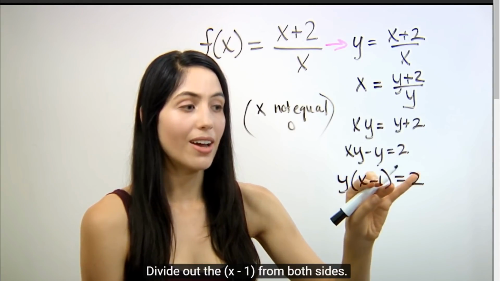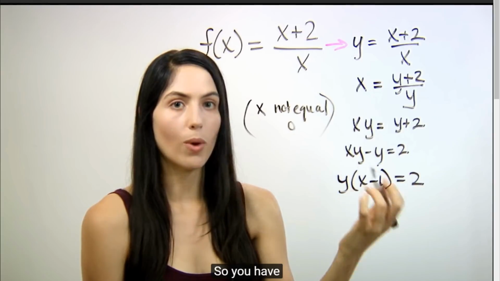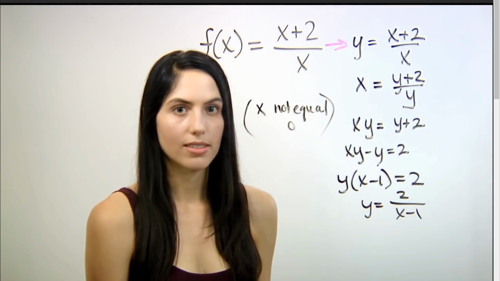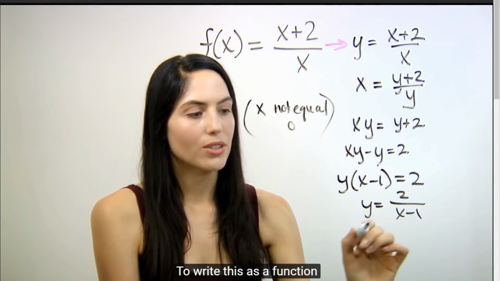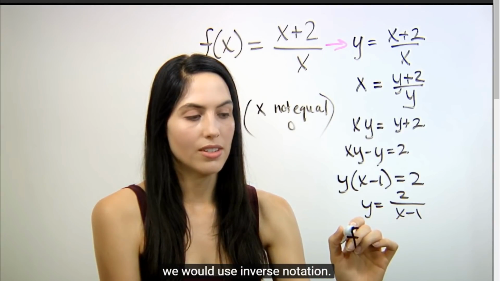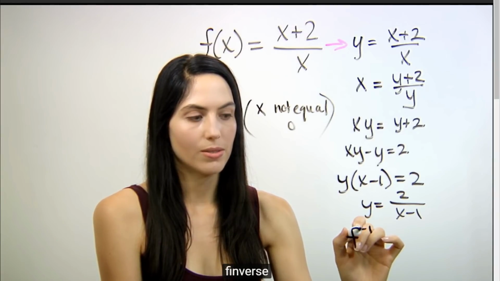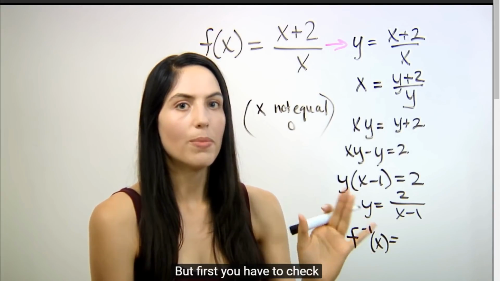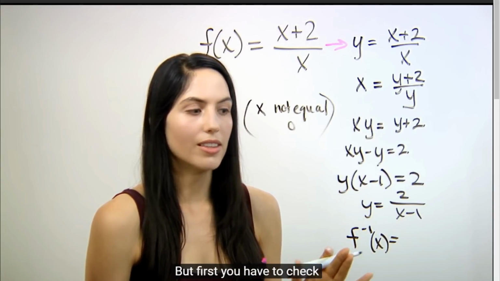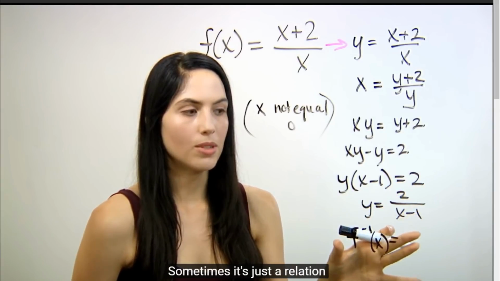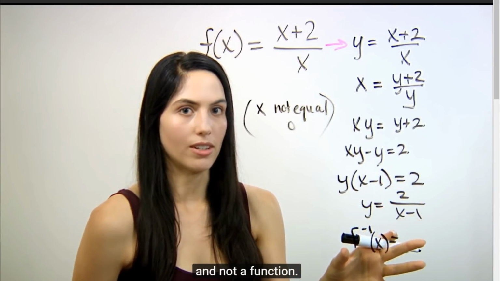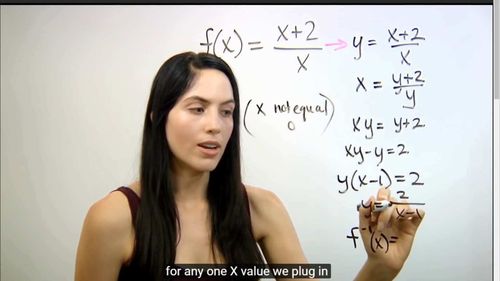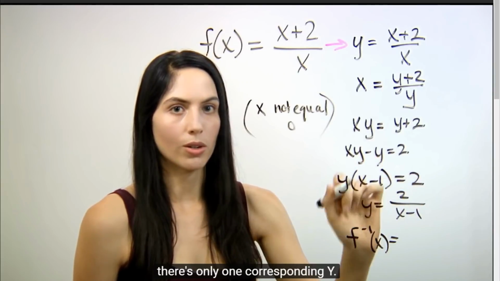Final step, divide out the x minus 1 from both sides, so you have y equals 2 divided by x minus 1. To write this as a function, we would use inverse notation. f inverse, with a -1 superscript, of x equals the expression. But first, you have to check that this is actually a function. Sometimes it's just a relation and not a function. Is this a function? It is, because for any one x value we plug in, there's only one corresponding y.